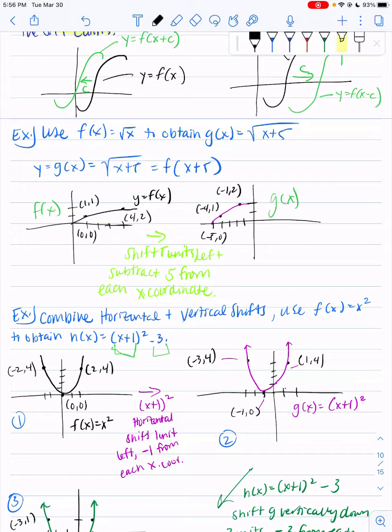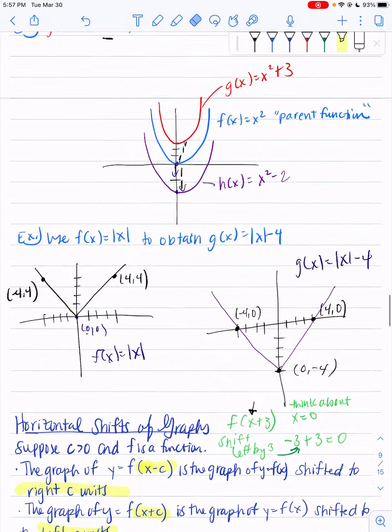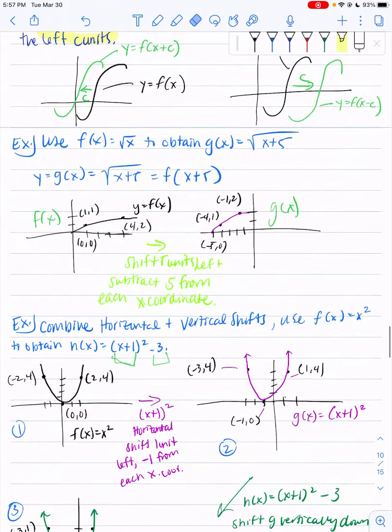Okay, so in this example, we have f of x equals square root x, and we want to obtain g of x equals square root of x plus 5. We know that f of x equals square root x is our parent function. As we can see, the horizontal shift is when the change is inside the x, or inside our function. Here is how we know the difference between a horizontal and a vertical shift, because the vertical is going to be outside the function. So as we're inside our function here, we can tell that this is a horizontal shift.